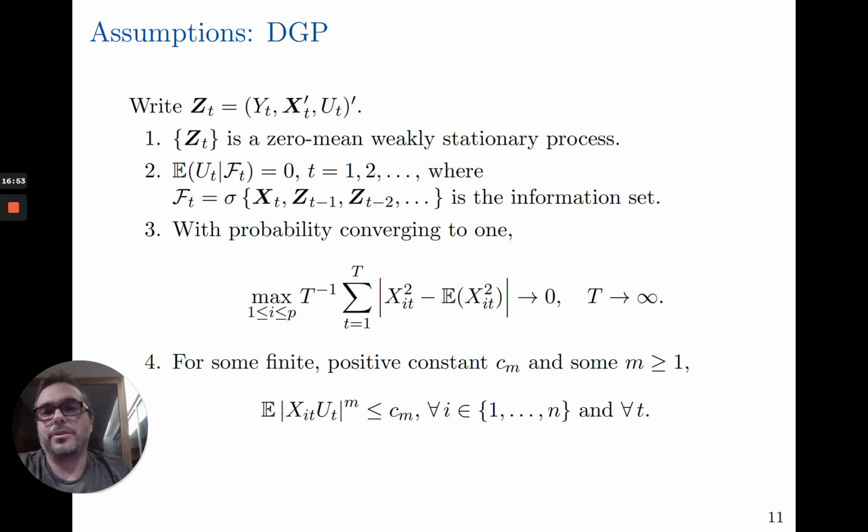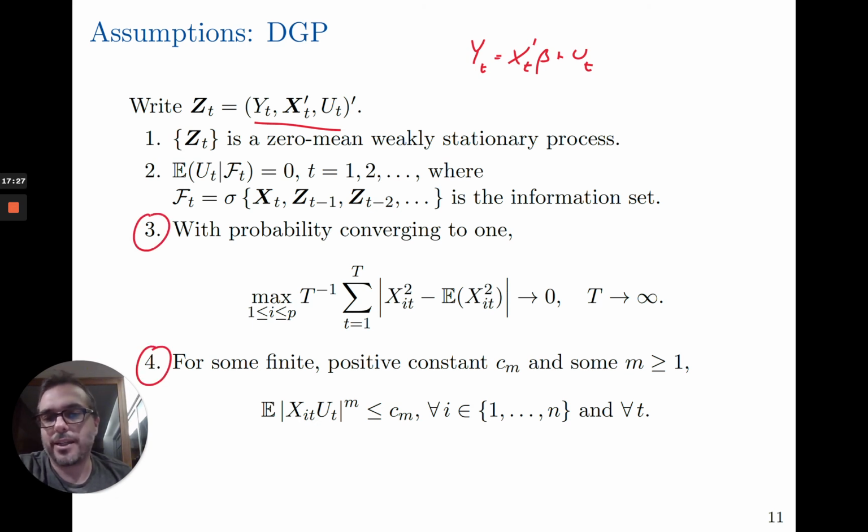So basically, what's our regression? We have our parameter, x beta plus u_t, so this is the error. Basically, we're assuming that the set of variables are weakly stationary, and the error is a martingale difference. Then we have two hypotheses here. Let's go for the fourth one. Basically, the fourth one is a moment condition. So these are moment conditions.